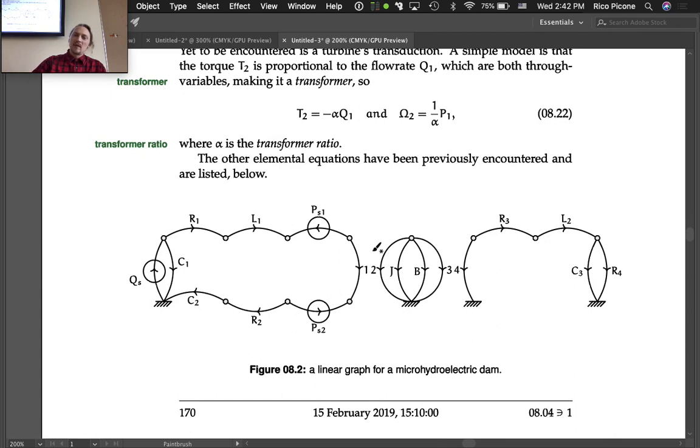Let's take a look. Remember, this is our turbine. The turbine is going to relate the torque on the mechanical side to the volumetric flow rate on the fluid side. And it's going to relate the angular velocity on the mechanical side to the pressure on the fluid side. And the equations are given here.